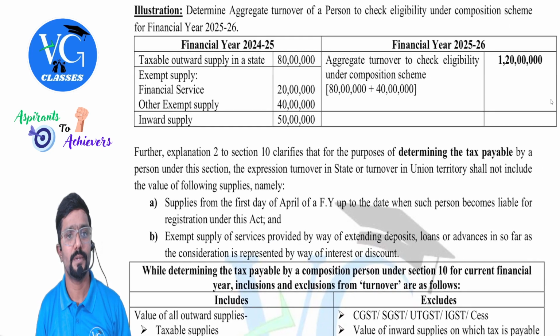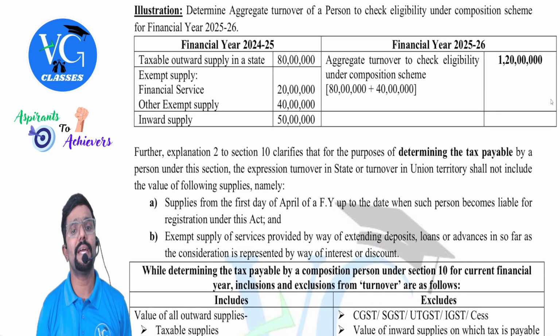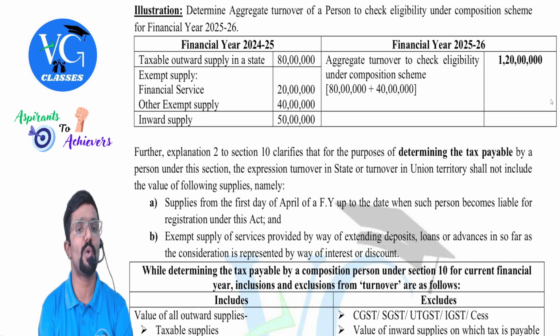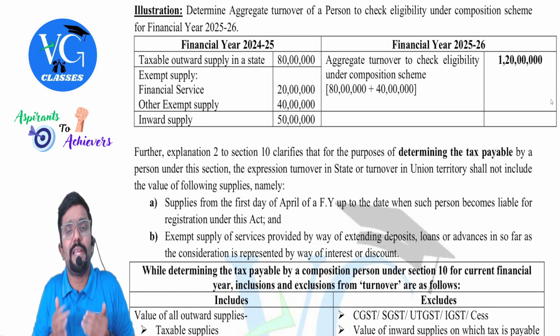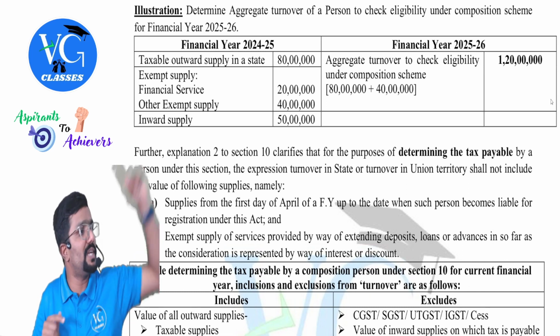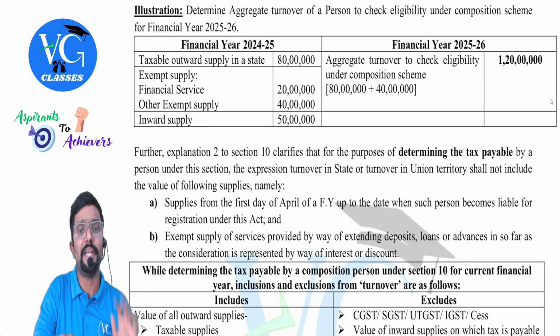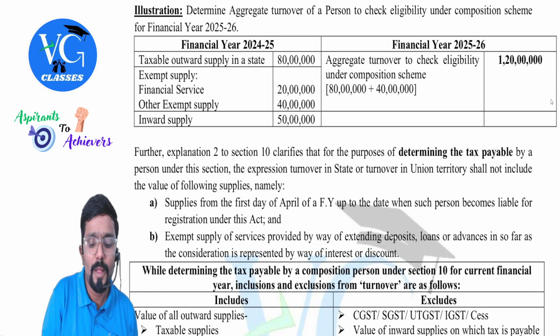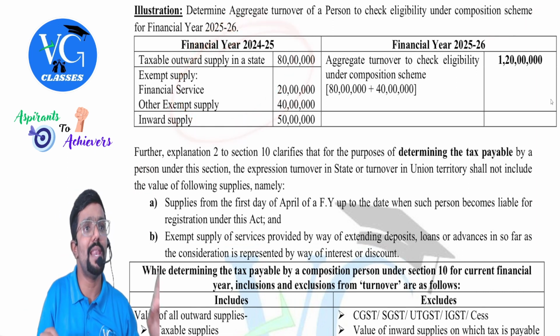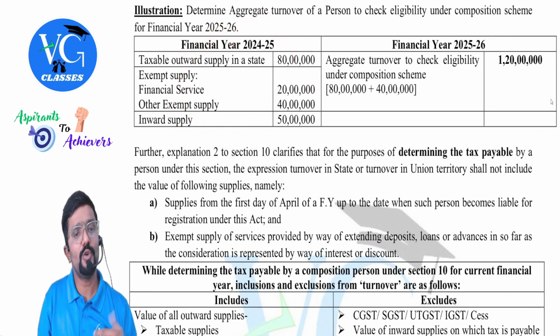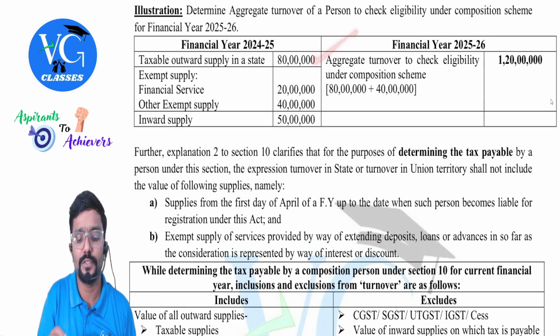Determine aggregate turnover of a person to check eligibility under the composition scheme for financial year 25-26. So we are in which year? Financial year 25-26. To check whether I am eligible or not, which year's turnover should we check? Last year. They have given some data, so this is last year's data. We are checking for current year, but I am seeing which year's turnover? Last year. Taxable outward supply in the state, should I take it? Yes.